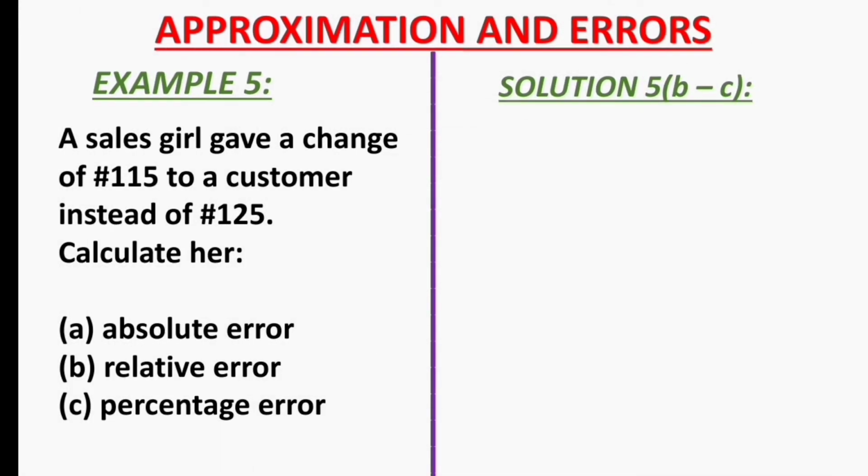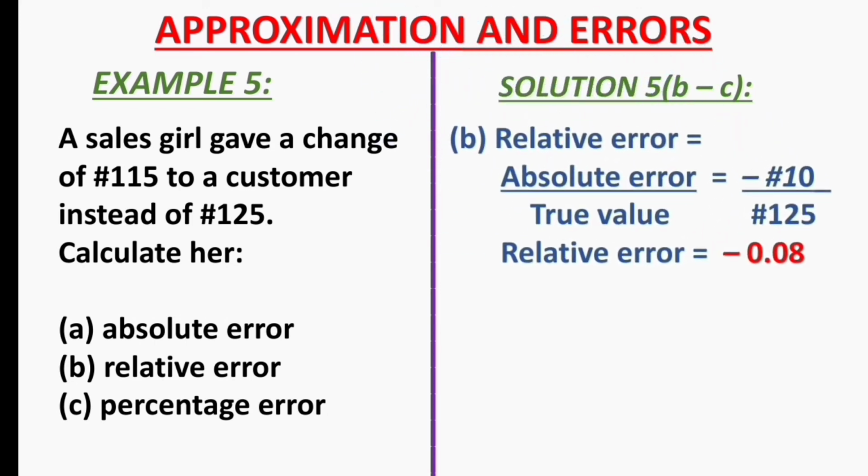Looking at solutions to question 5, B and C. To know the relative error, the formula is absolute error divided by the true value. That gives us minus 10 naira divided by 125 naira. Our relative error is minus 0.08. Please take note once again, there is no unit in the relative error because the unit, which is the naira sign, has cancelled out.